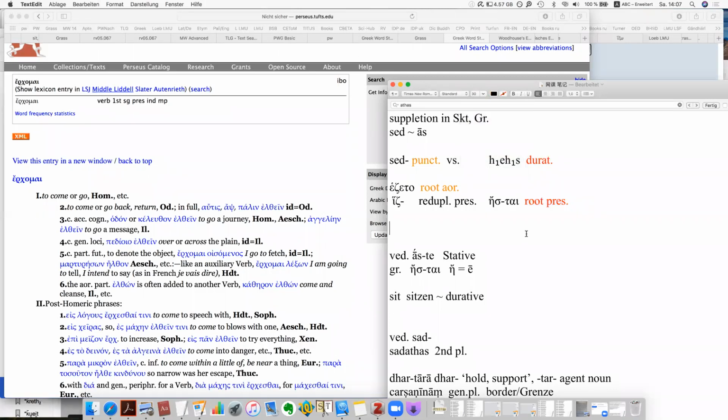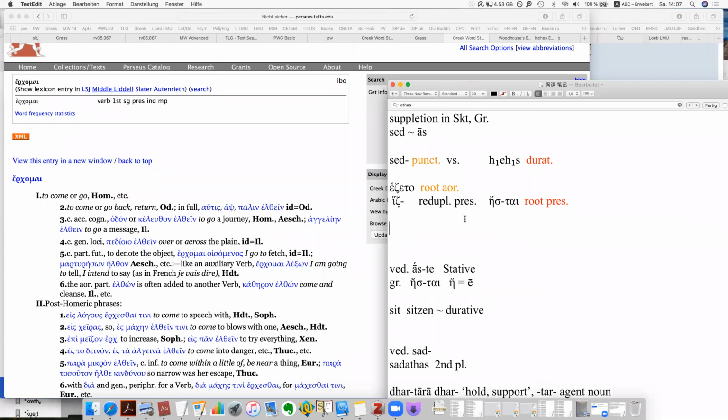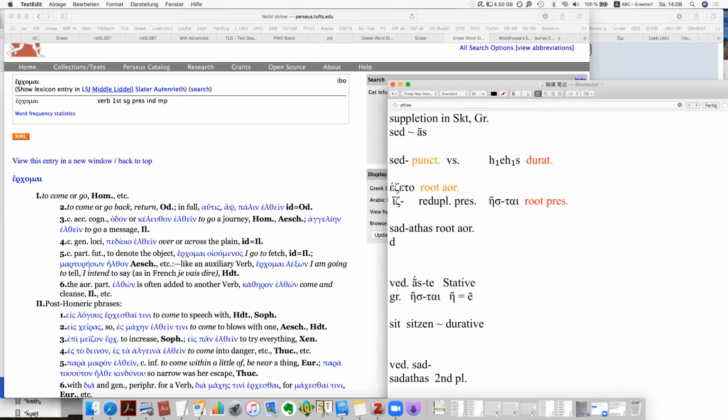好，大概是这样的。可以，我们休息一下。Sanskrit, it's just the same. So the Sanskrit, let's check the Sanskrit. In Sanskrit we have sadas, right? We have already checked, this is also root aorist, right? And the present, we have sidas. We have sidati, right?